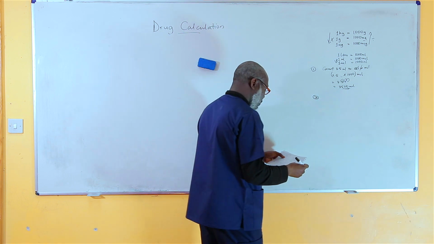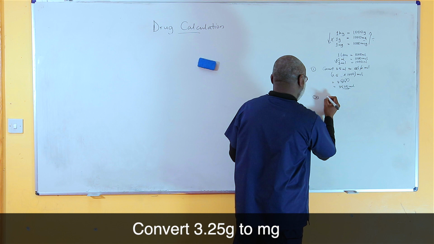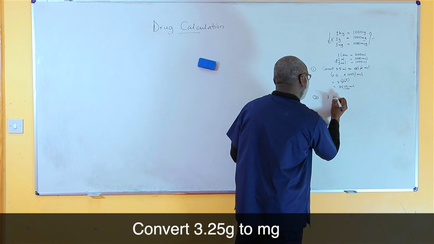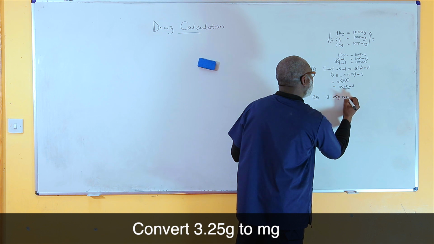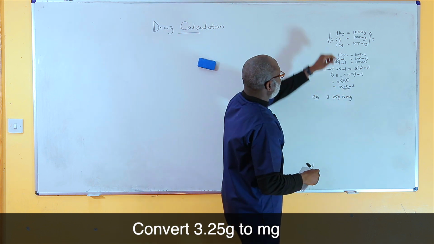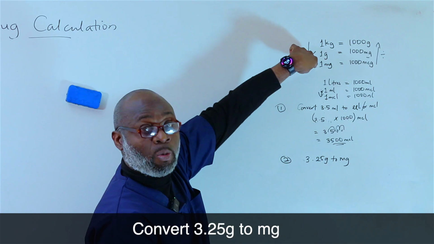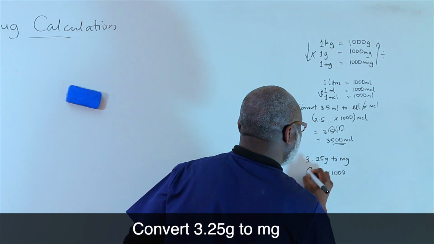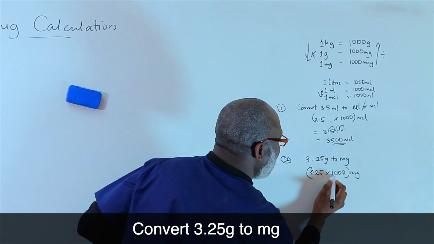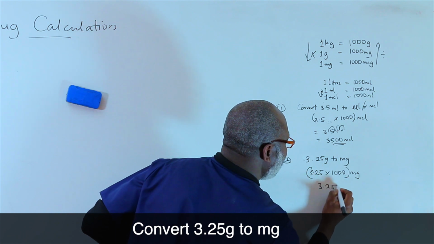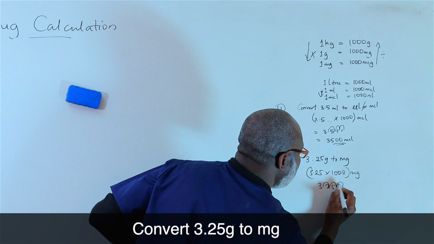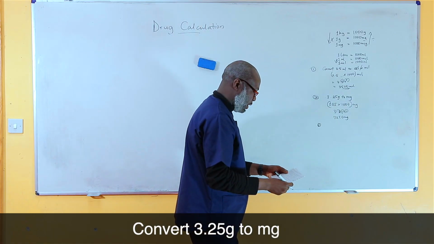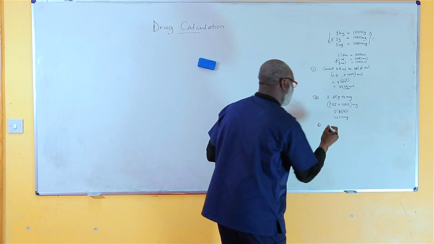Then number 2 says convert 3.25 grams to milligrams. From grams to milligrams, what do we do? We multiply by 1,000. So that would be 3.25 times 1,000 milligrams. 1, 2, 3. That would be 3,250 milligrams. Simple.